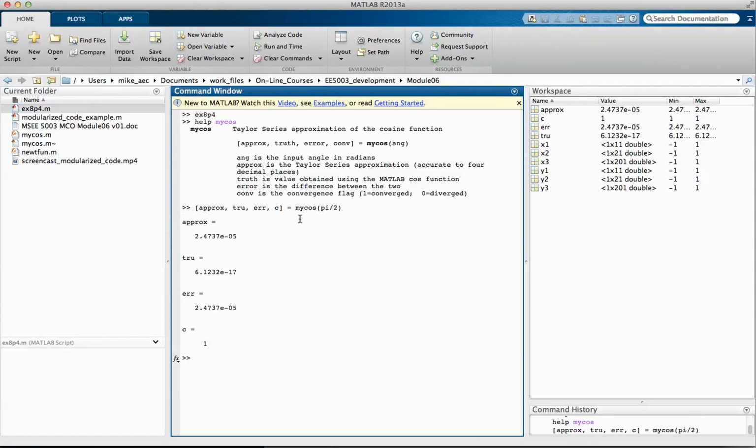So the value we get out of the approximation is about 2 times 10 to the minus 5th. MATLAB is giving us 6 times 10 to the minus 17. Obviously the true value is supposed to be 0. MATLAB does a very good job of giving us that. The error is on the order of 10 to the minus 5th. You'll see in the exercise that the error criteria is that it needs to be less than 10 to the minus 4, so we've succeeded, and the convergence flag says yes, we have succeeded. All right, so that gives you a little bit of an overview of what a couple of the assignments are looking like, and good luck.